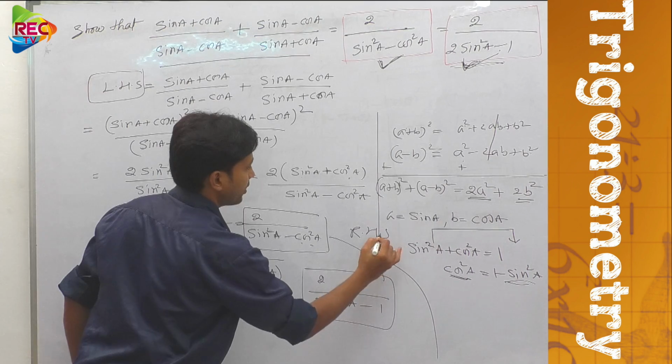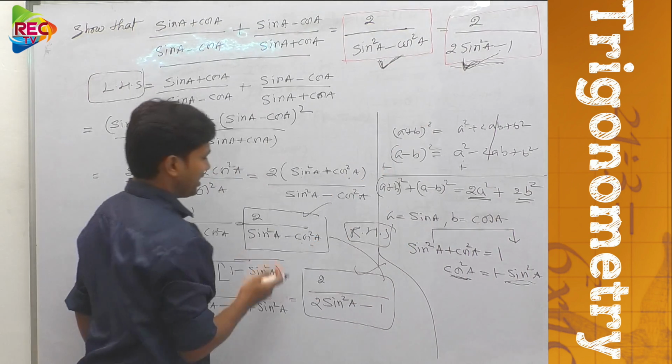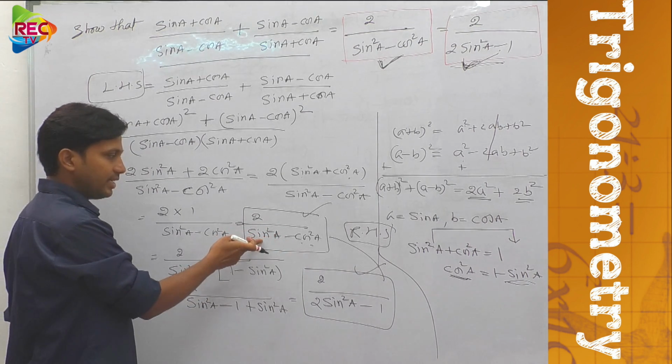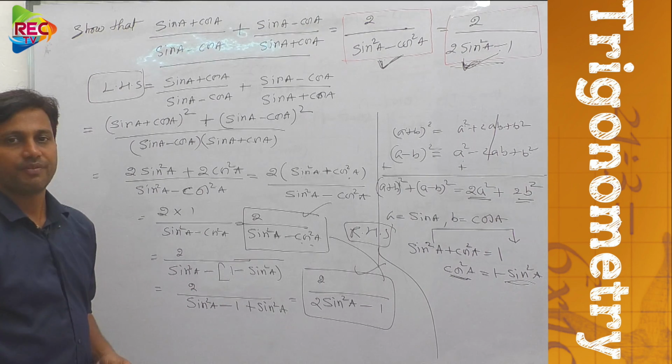We need to get 2 answers for the RHS. Just by modifying this answer into sin terms we are getting this answer. Understood? It's the simplest problem. We can do like this.